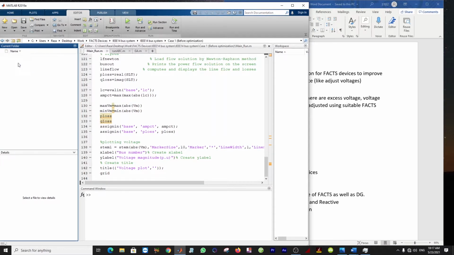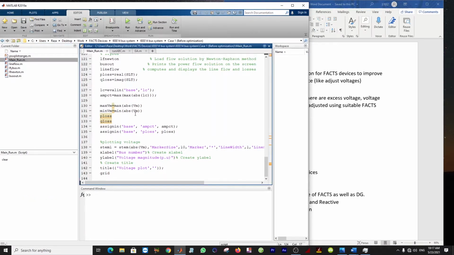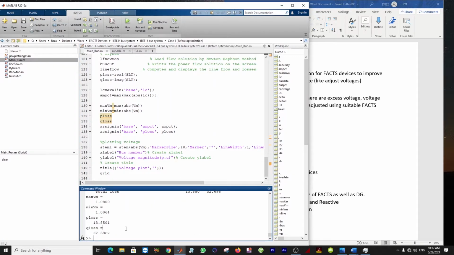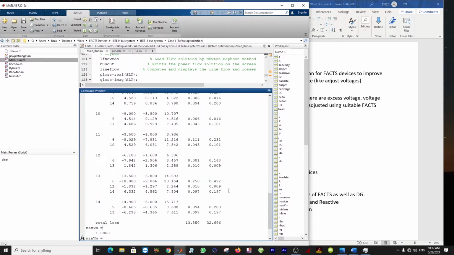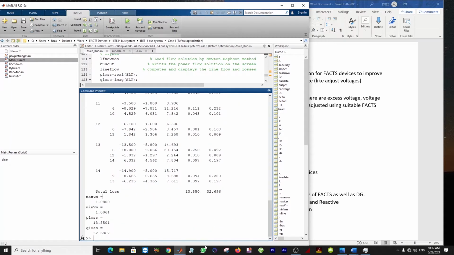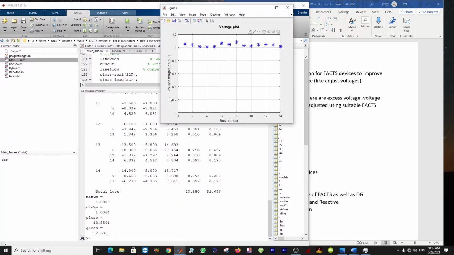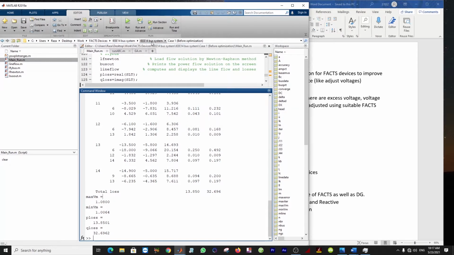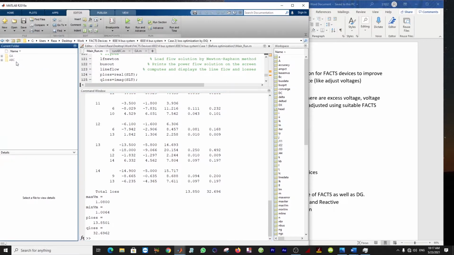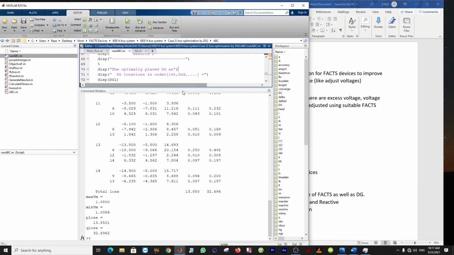So case 1, that is without DG, so let's run it. So here we have real losses, reactive losses. Here you can also see that. And this table is for real and reactive losses. So let's take a look at the voltage profile. Now we have to open our DG case and let's run it using ABC.